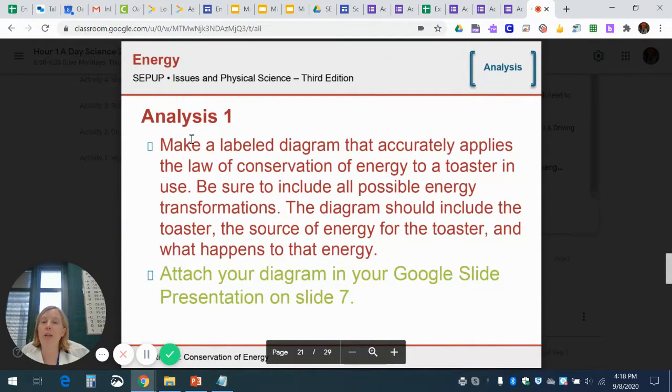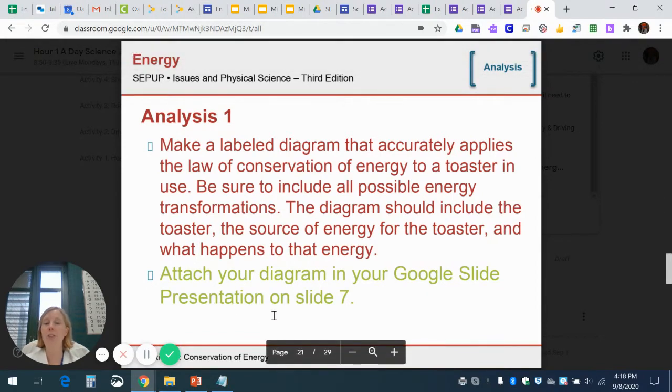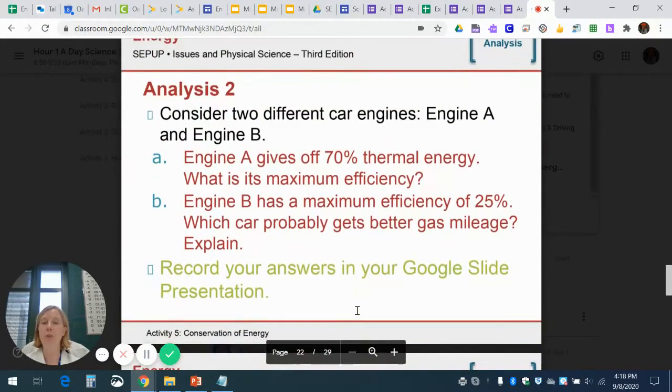And we want to make sure that you answer the analysis questions. You do have to make a drawing, and so then you're going to have to take a picture of your drawing and make sure you put it on the correct Google slide, and then continue to answer through the questions.